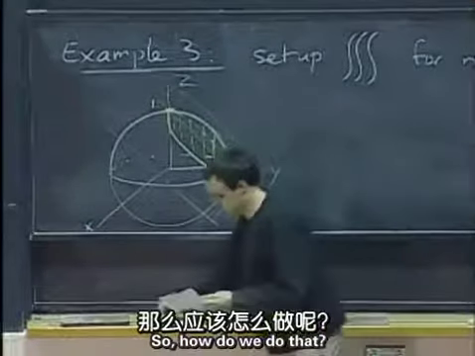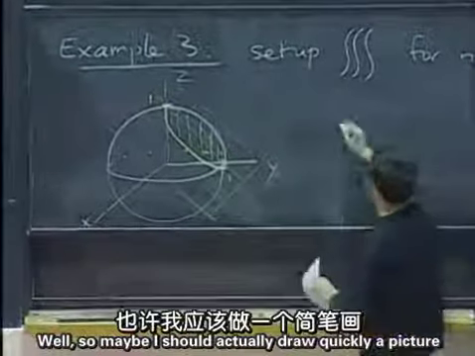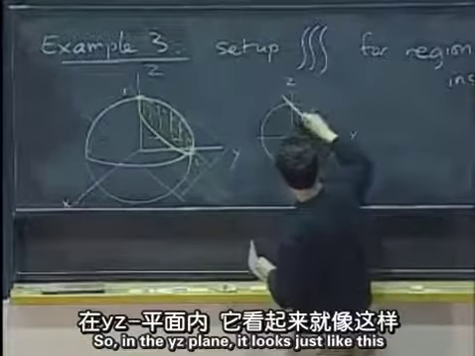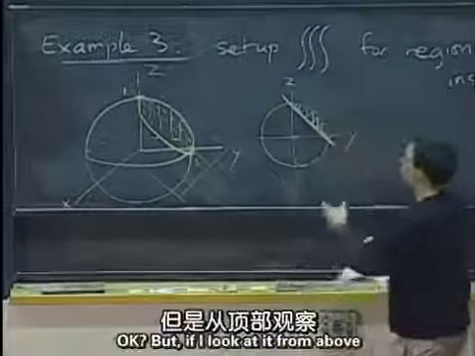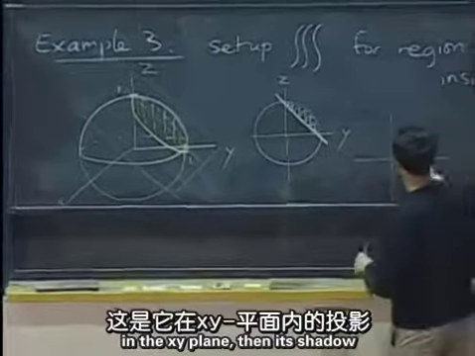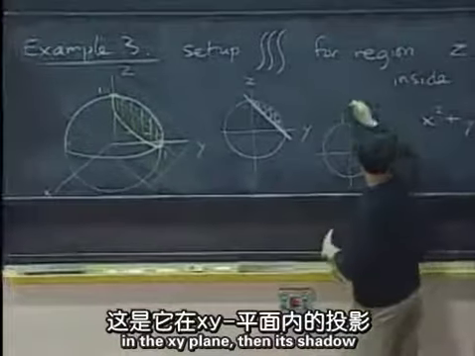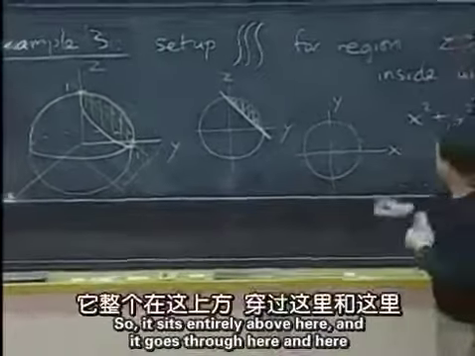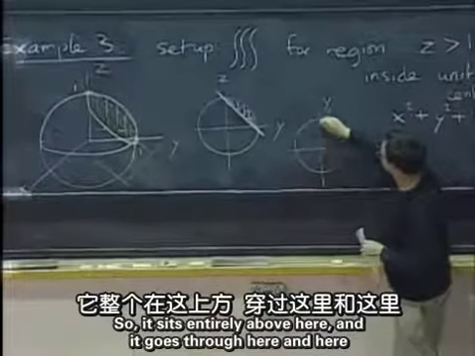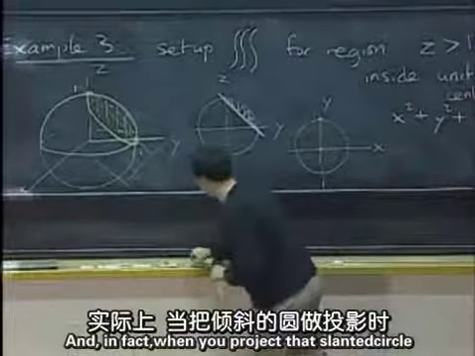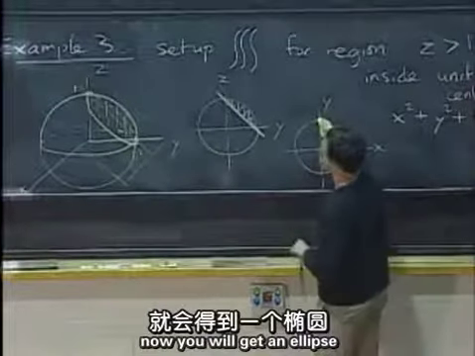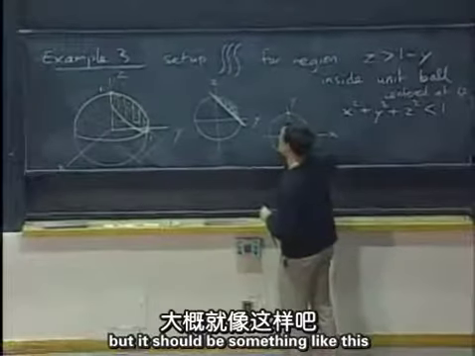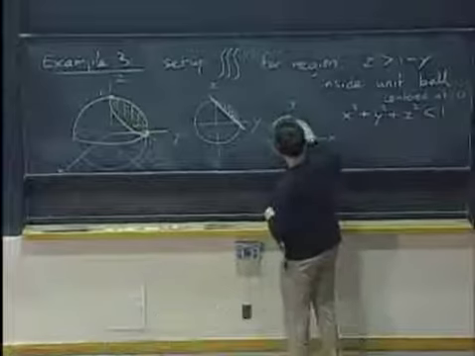So how do we do that? Maybe I should actually draw quickly a picture. In the yz plane, it looks just like this. But if I look at it from above in the xy plane, then its shadow will sit entirely where y is positive. So it sits entirely above here, and it goes through here and here. And in fact, when you project that slanted circle, now you will get an ellipse. I don't really know how to draw it well, but it should be maybe something like this.